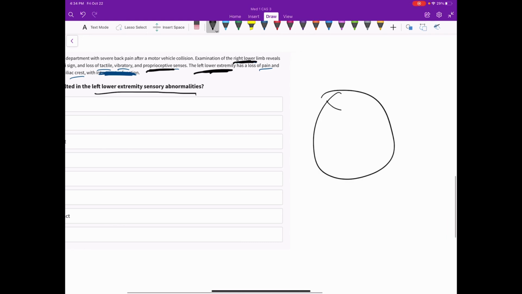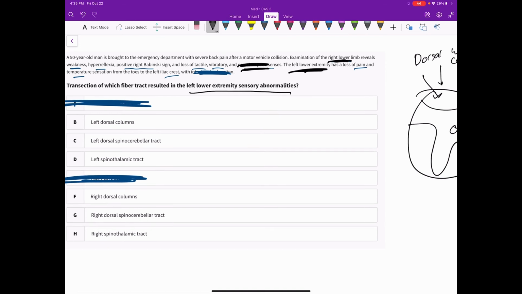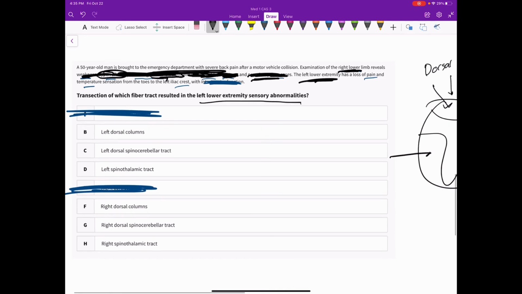The posterior, right? Let's draw that real quick. The white column. So it was probably the dorsal white column for proprioception. Luckily, that was not being asked, so we could cross it out. Vibratory is in both lateral and dorsal. Loss of tactile, I don't know what that even is. Babinski sign, oh okay, this is a reflex, so this is motor. Hyperreflexia, motor. So we could cross this whole thing out. Thankfully, it's all about motor, so we don't have to worry about any of that.